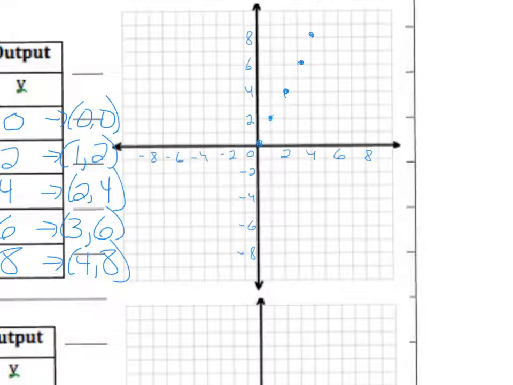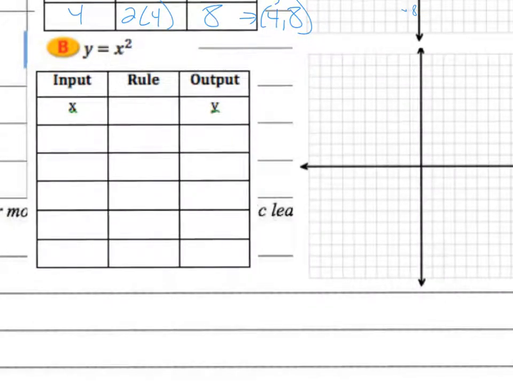So we can see that this graph is increasing at a constant rate. And in fact, if I look here at my y, it tells me what that slope will be increasing by. It's going up by 2. So it is increasing by 2. All right, now I'm ready for B.